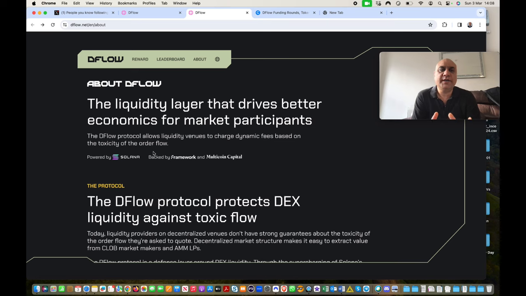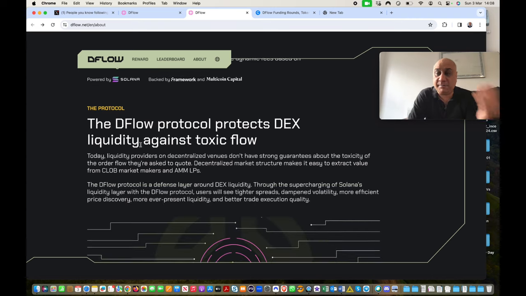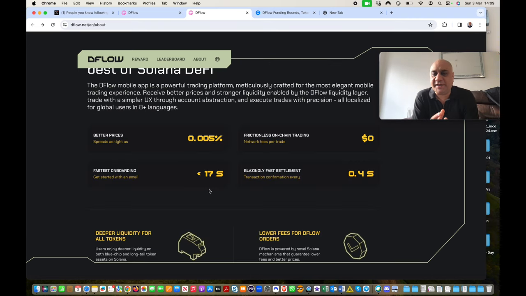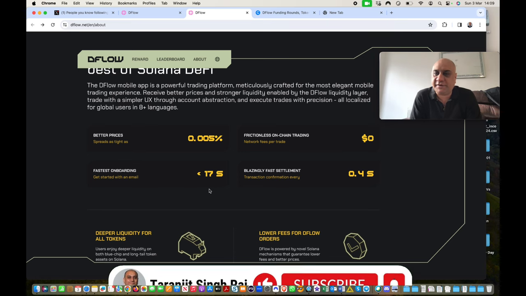So what is Dflow? It is a liquidity layer that drives better economics for market participants. Mouthful, but imagine in TradFi, you had market makers, you had retail, you have people buying and selling things. Imagine if you can sell all that information to market makers or hedge funds or VCs or whatever. So Dflow basically facilitates all of that. And because it's on Solana, it is lightning fast, really fast settlement. And this is what people who wire things left and right, they need.